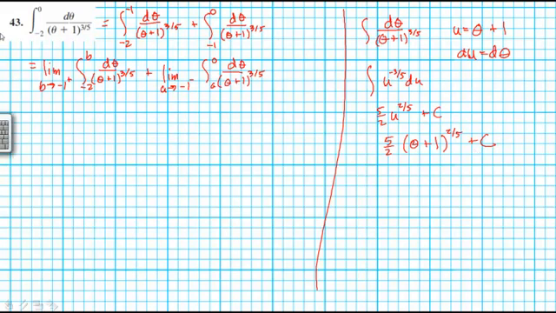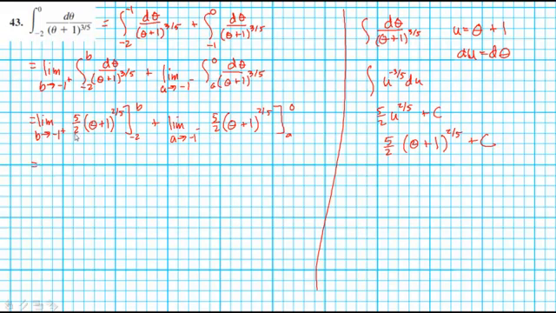Let's transfer that answer back to our original problem, and we get the limit as b approaches -1 from the positive side of the antiderivative, theta plus 1 to the power, evaluated from -2 to b, plus the limit as a approaches -1 from the negative side of the antiderivative evaluated from a to 0.